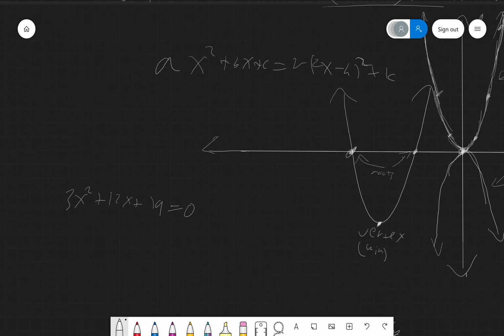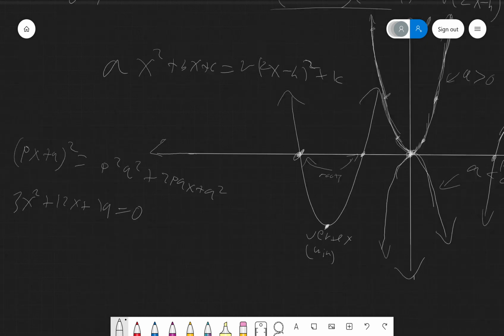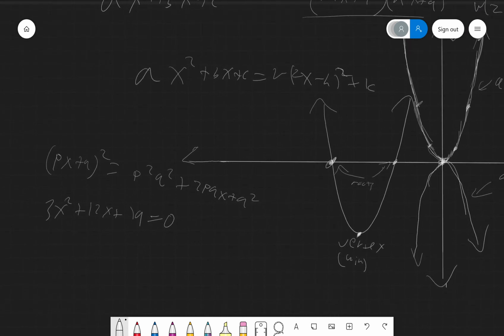What does completing the square mean? So you know that if you had px plus q squared, that's just p squared x squared plus 2pqx plus q squared. Now we wish, if something was a square, then we'd have the same root twice, right? And so that's where you have something like this. Learn this in Algebra 2, and it's kind of cool.